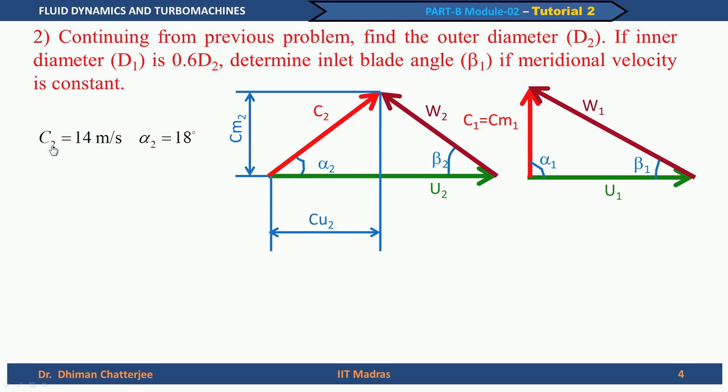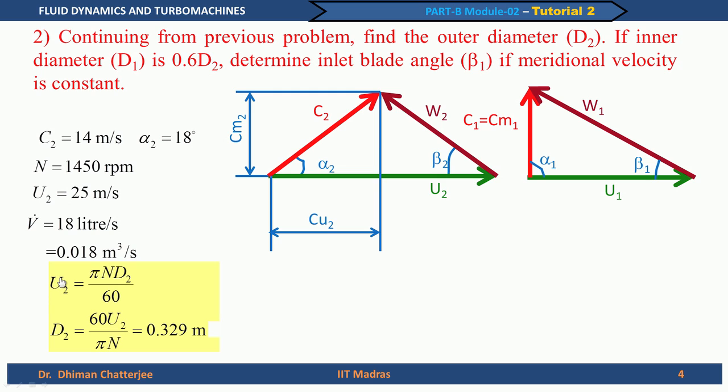It is already given that C2 is 14 meters per second and alpha 2 is 18 degrees. The blade rotational speed was also given along with the blade peripheral speed. Volume flow rate was also given. We know the relationship that U2 is equal to pi n d2 by 60, and hence d2 can be obtained as 0.329 meters.